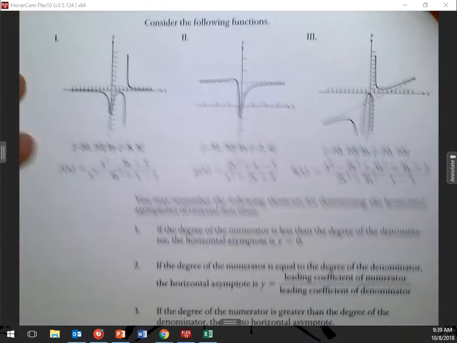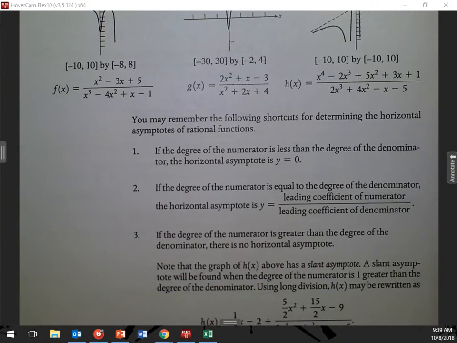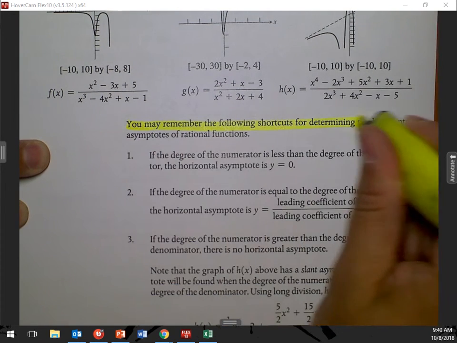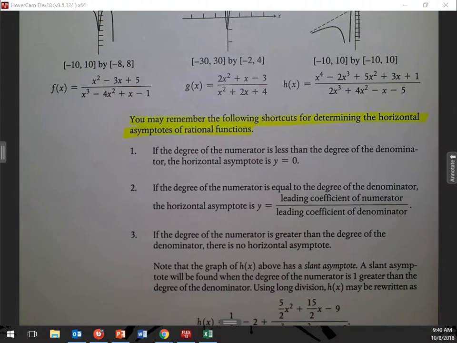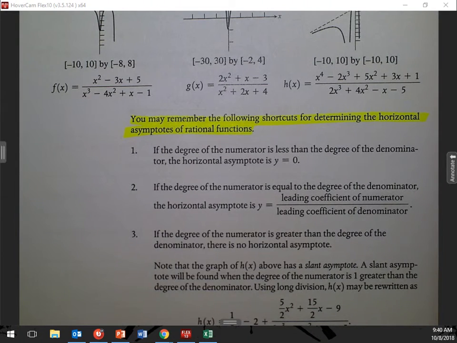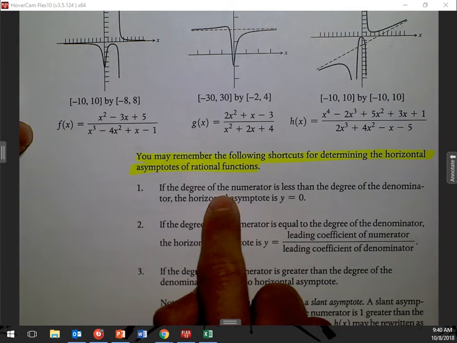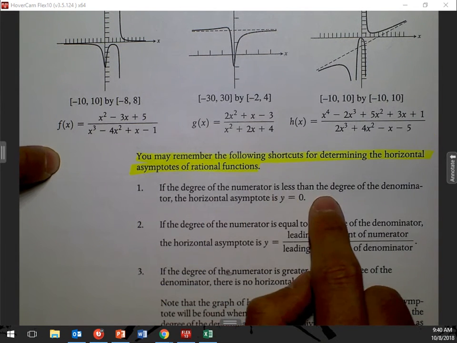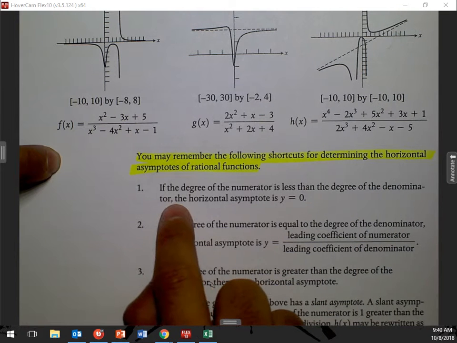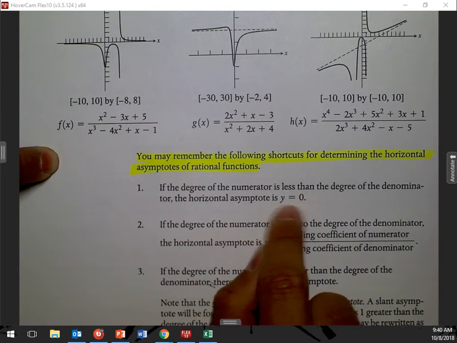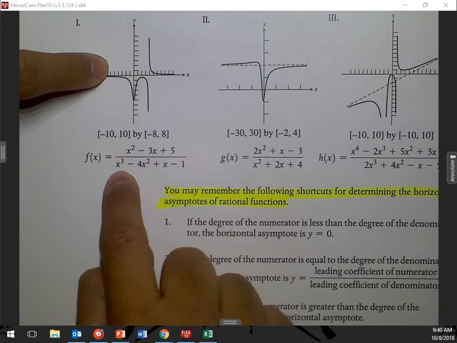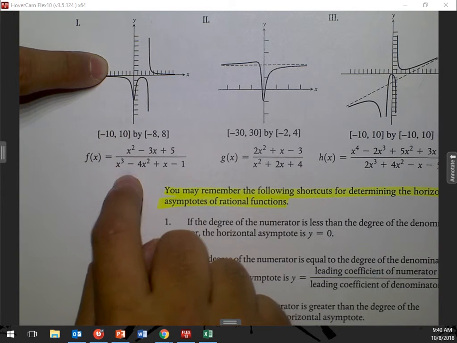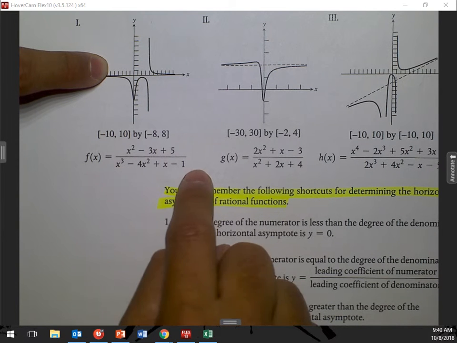Let's see. So now, these shortcuts for determining horizontal asymptotes. If the degree of the numerator, remember that's top of the fraction, is less than the degree of the denominator, there is a horizontal asymptote at y equals 0. Okay, so right here, the bottom has a greater degree, right? So that means that it's going to be an asymptote going to 0.